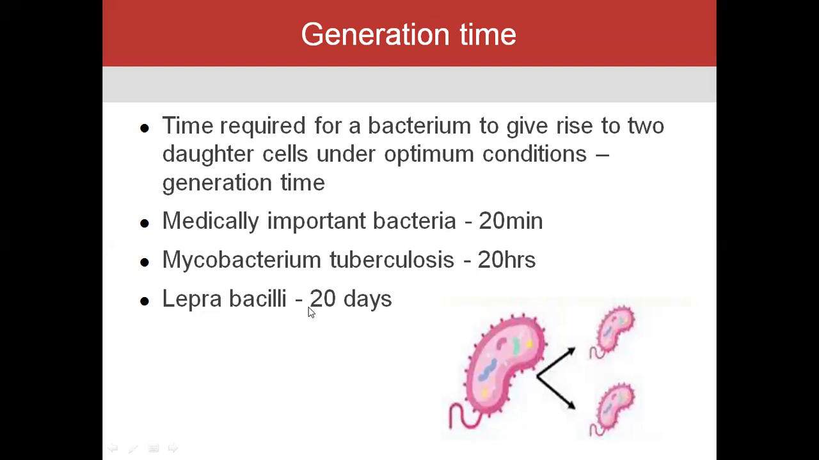And in the case of lepra bacilli, that is Mycobacterium leprae, the generation time is 20 days. Meaning for one cell division, it will take 20 days. So it is a very, very slow growing bacteria.